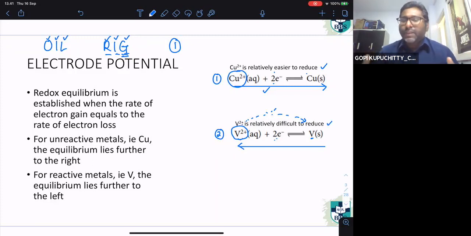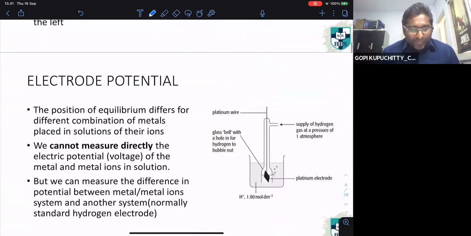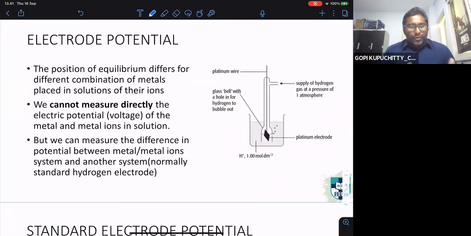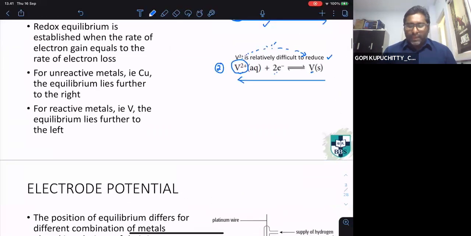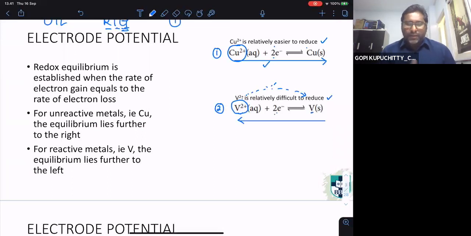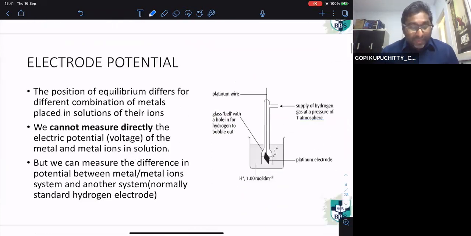These are some of the things that you can come up with from all these equations. Now, if I move on further, when you look at different combinations of metals in their solutions, when you put them inside their cell, the position of the equilibrium is going to differ according to the combination of metals. So you see, in this case, vanadium's position of the equilibrium is on the left. Copper's position of the equilibrium is to the right. So they are going to be different.